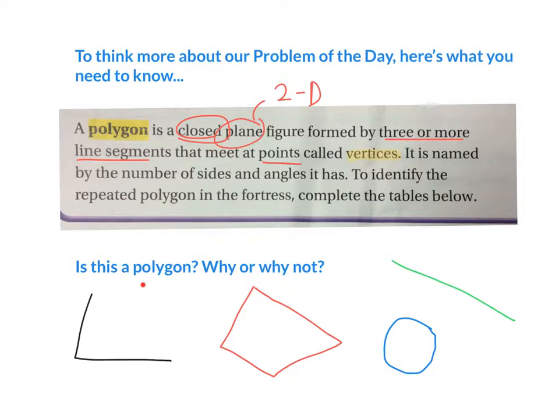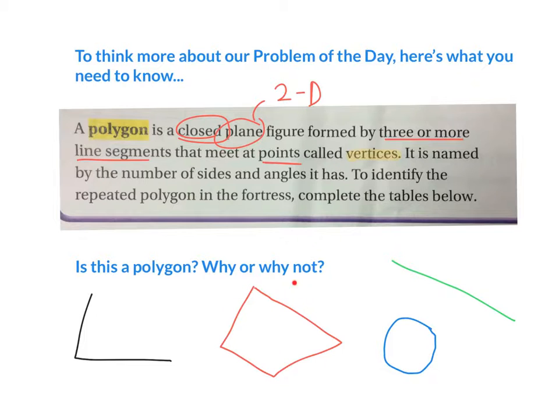Okay? Is this figure in black a polygon? Yes or no? No. Why not? Well, for one, is it closed? No. For another, how many lines does it have? 2. And how many line segments does a polygon need to have? 3 or more. So if this only has 2, and it's not closed, it's not a polygon.